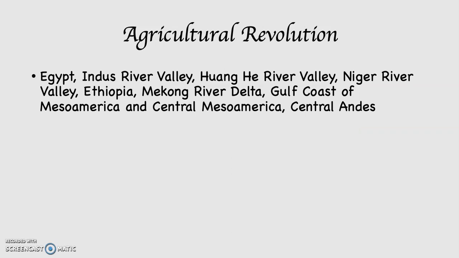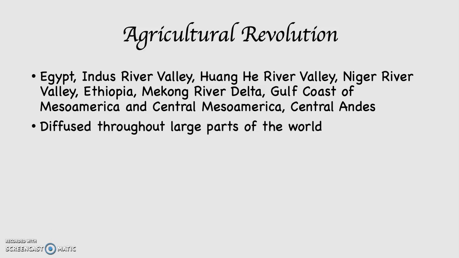Several other places around the same time, or within a couple, 3,000 or so years, also began to develop agriculture. In some cases, they had contact with each other. In other cases, this just happened organically. In Egypt, the Indus River Valley, which is in modern-day Pakistan, the Huanghe River Valley, which is in China, the Niger River Valley, which is in Western Africa. Do you sense a trend here? Ethiopia, the Mekong River Delta, which is in Southeast Asia and southern Vietnam, the Gulf Coast of Mesoamerica and central Mesoamerica, and the Central Andes.